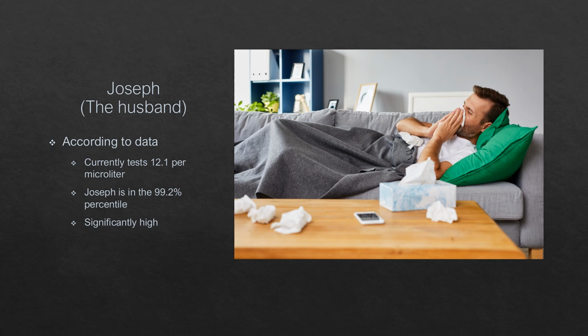Now comparing Joseph to our study that we have been able to conduct, we were able to look at his current test of white blood cell counts, which is 12.1 thousandths per microliter. According to the rest of our patients that we were able to take a look at, Joseph is actually in the 99.2 percentile, which is very significantly high compared to the other patients. This could be due to his body fighting infection and him being sick. So it's working a little bit harder than a lot of others.